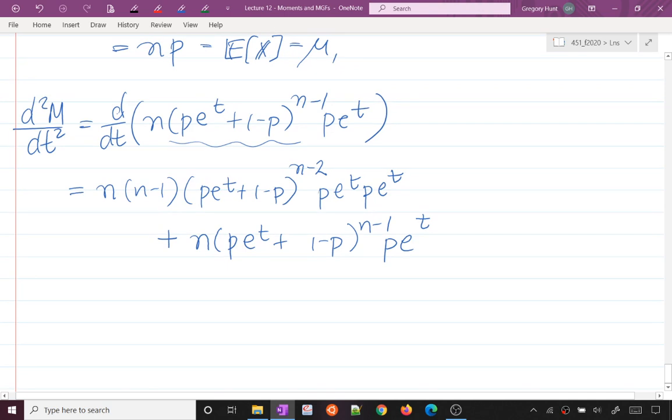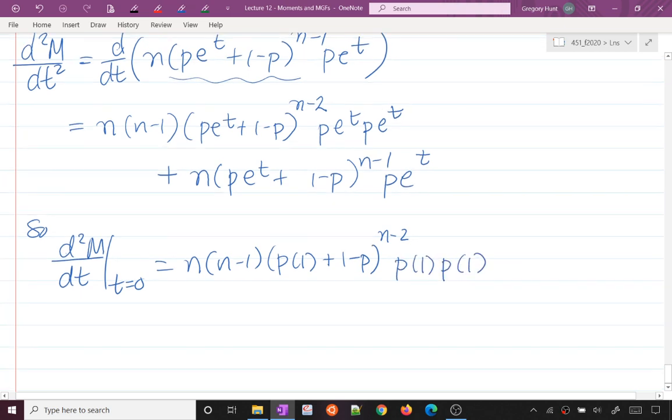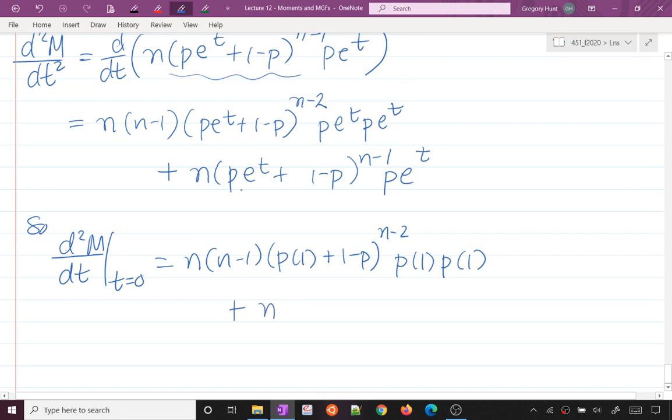And this is kind of a mess. However, when we plug in 0, evaluate this at 0, a lot of these terms are going to drop out, right? What are we going to be left with? n times n minus 1 times p times 1 plus 1 minus p to the n minus 2. And then I'm just going to get p times 1 times p times 1 plus n times p times 1 plus 1 minus p to the n minus 1 times p times 1. Okay?